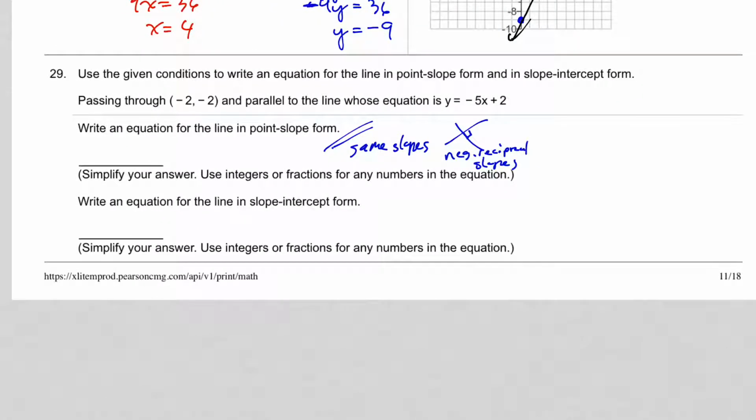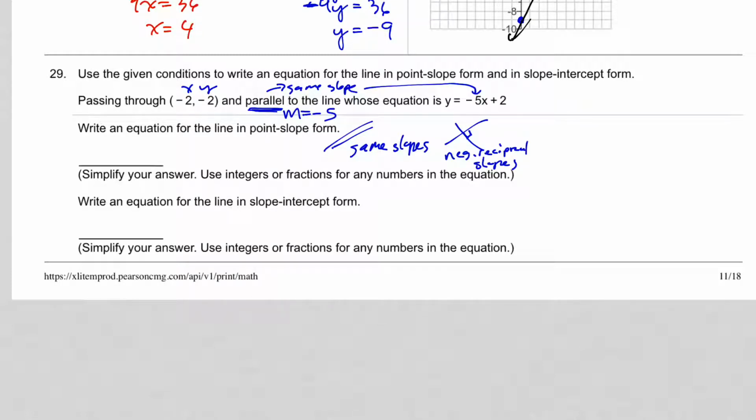Okay, so here they give us the word parallel. They give us x and y. So this is the clue for slope. We're going to use the same slope. Same slope of what? The same slope of this guy right here. This is a different line, but it's the same slope. So we're going to use negative 5 as our slope. So that means we're going to use m equals negative 5.